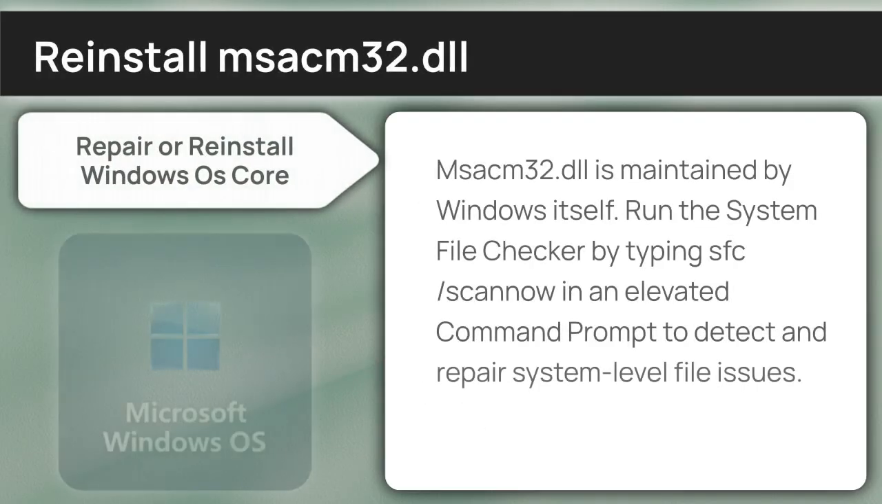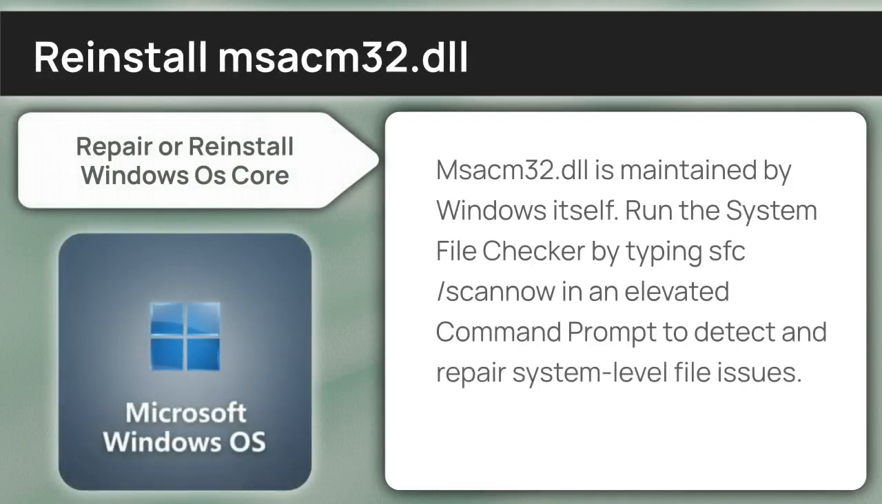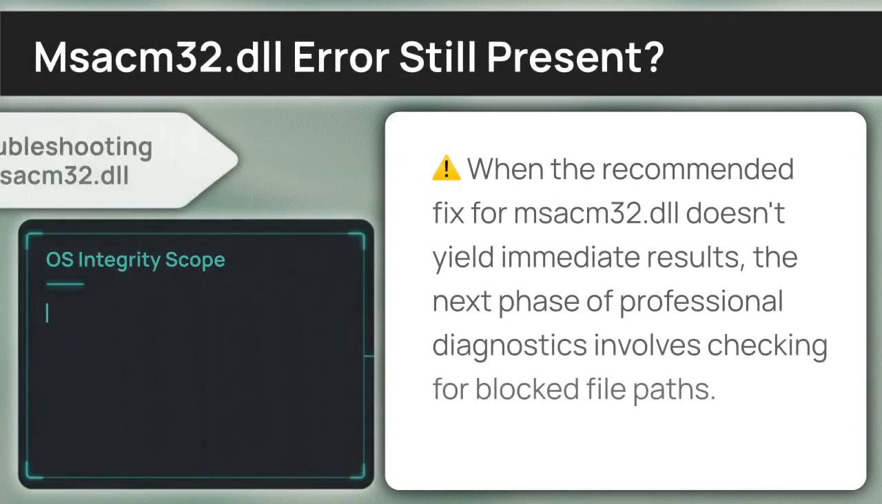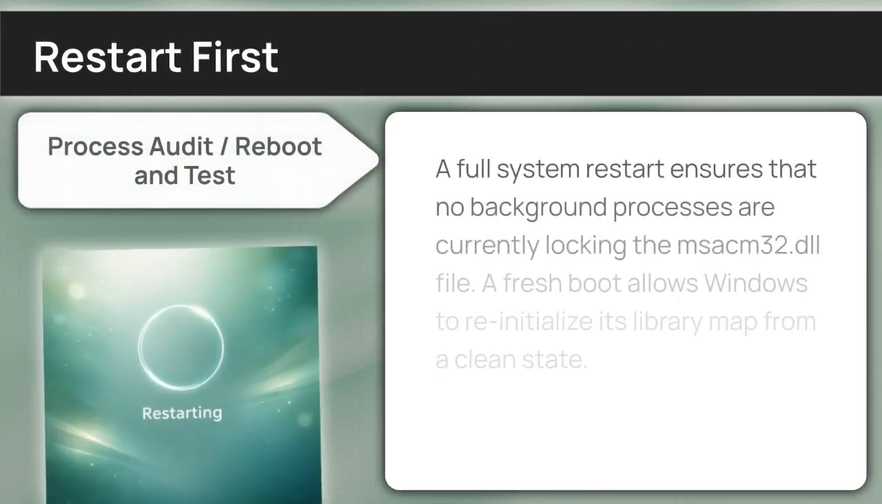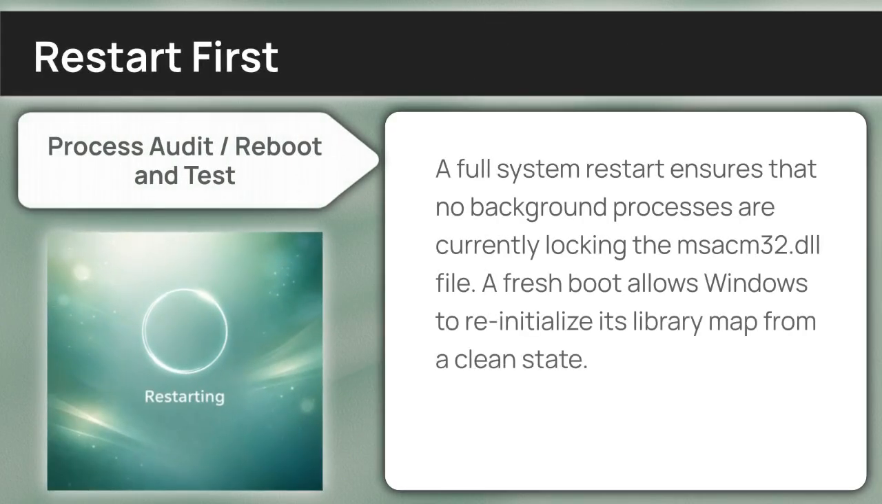msacm32 is maintained by Windows itself. Run the system file checker by typing sfc /scannow in an elevated command prompt to detect and repair system-level file issues. When a fresh installer fails to clear the error, it typically points toward a deeper conflict within the Windows execution layer. A quick system restart is a practical way to ensure that all shared libraries, including msacm32, are being loaded correctly into the current session's memory.